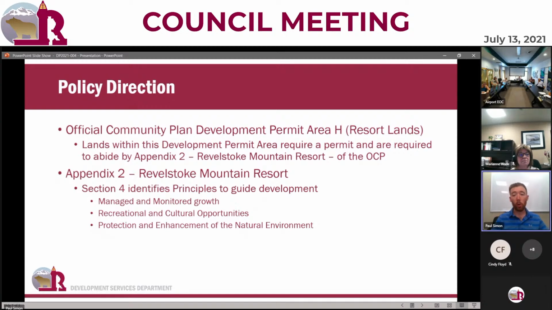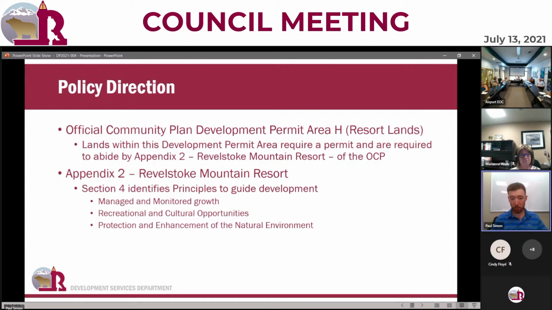So when we look at the policy direction that staff get for an application of this nature, we do need to refer to the official community plan. Specifically, we'd be looking at development permit area H, which is the resort lands. So lands within this development permit area for everything do require a permit and are required to abide by Appendix 2, which is a comprehensive overview of the Revelstoke Mountain Resort development process that's contained within the OCP. So when we look at, well, what are the key things that are in Appendix 2 that are important for council to be aware of?